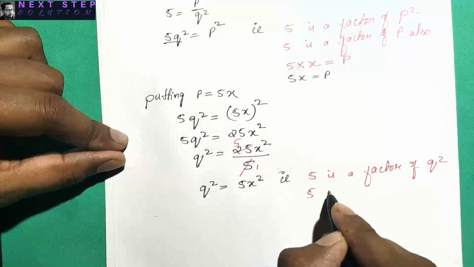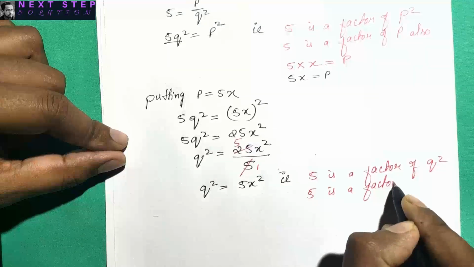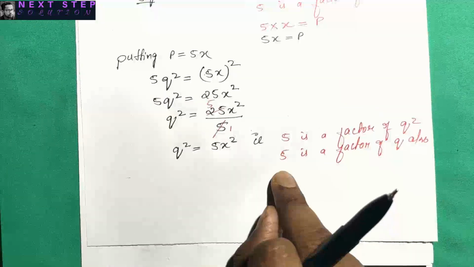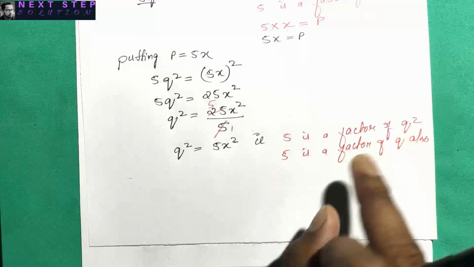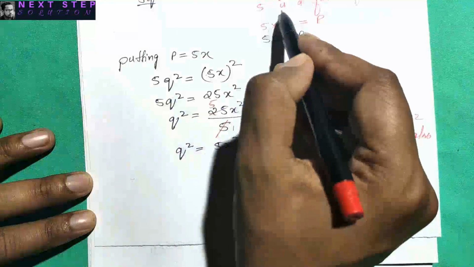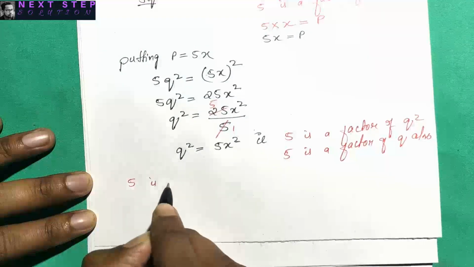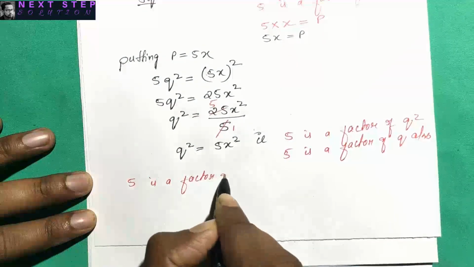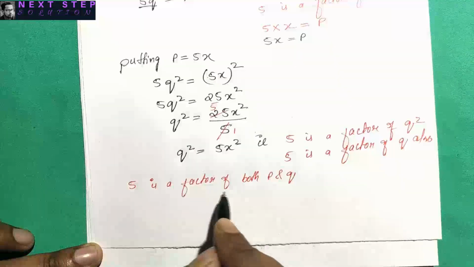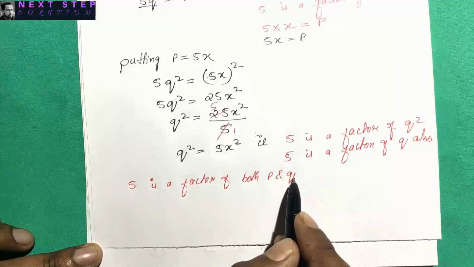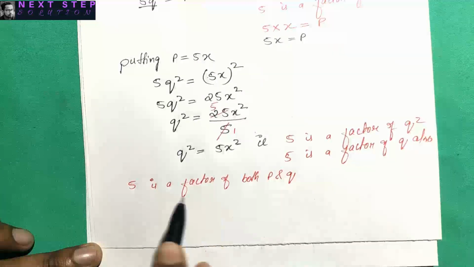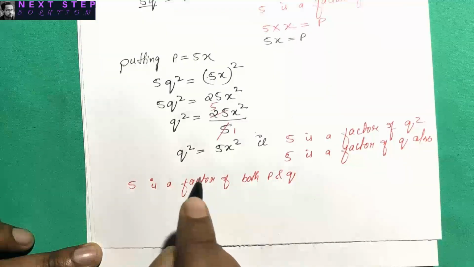Now, 5 is a factor of q also. If a number is a factor of square of something, then it is a factor of that number also. Now, 5 is a factor of q also, 5 is a factor of p also. Can we write 5 is a factor of both p and q? Now, if 5 is a factor of both p and q, that means p and q are not co-prime. The meaning of co-prime means nothing is common in between them. They have no common factor. Here we have 5 as the common factor, so they cannot be co-prime, which means our assumption is wrong.